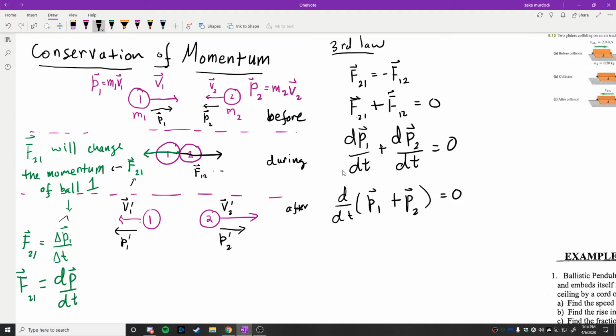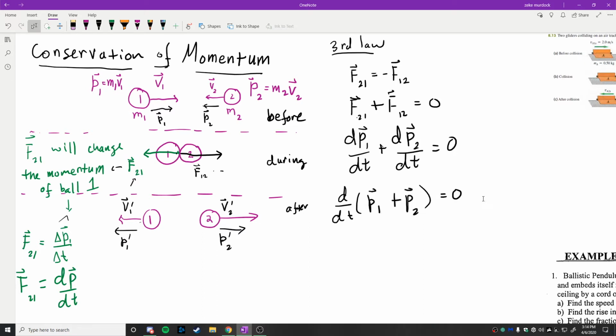And then, what does this equation say? If I take the time derivative of some quantity and it's equal to 0, what does that mean about the quantity inside? So if I take the time derivative of P1 plus P2, the momentum of ball 1 plus the momentum of ball 2, and it's equal to 0, what does that mean about these quantities here?